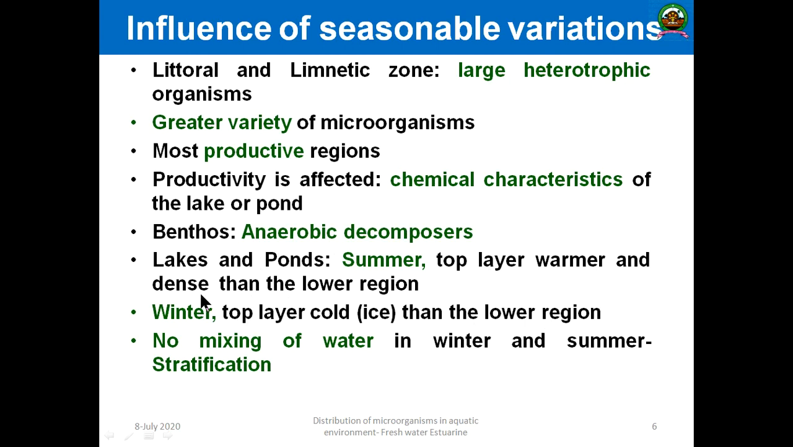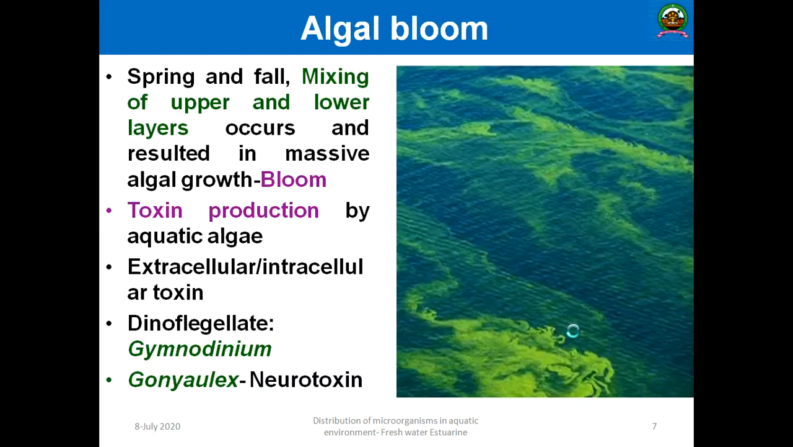And in these two seasons, summer and winter, there is no mixing of water between the top and bottom. The mixing of water is the most important parameter that affects the distribution of microorganisms. The top microorganisms will be shifted to the bottom, and bottom microorganisms will be shifted to the top due to the recirculation process. There will not be any mixing of water during this particular season, especially in winter and summer. This condition, where there is no mixing of water in such ecosystems, is known as the stratification process, and it is another important aspect.